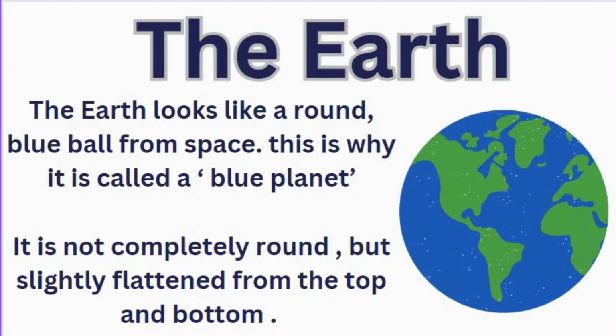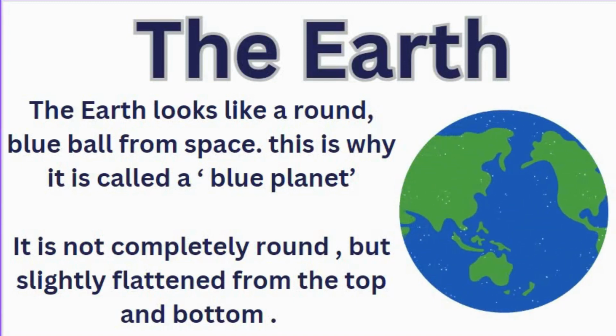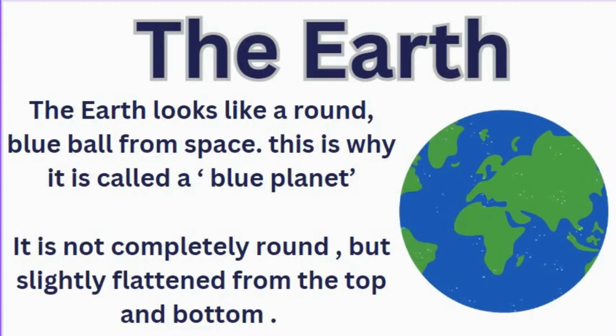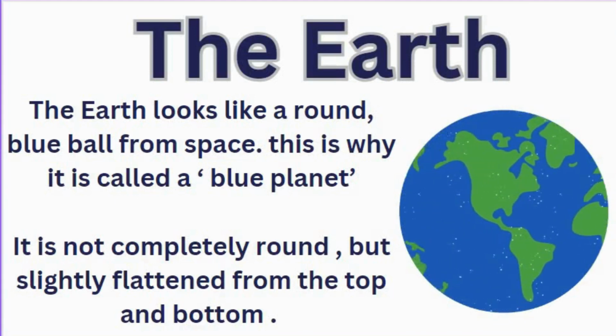The Earth looks like a round blue ball from space. This is why it is called a blue planet. It is not completely round but slightly flattened from the top and bottom.